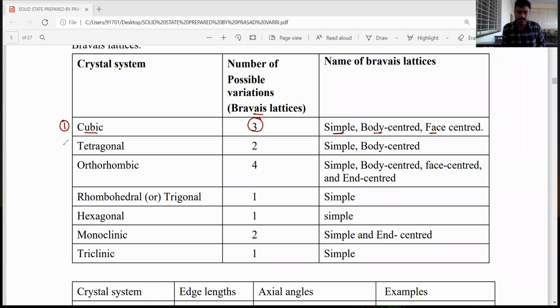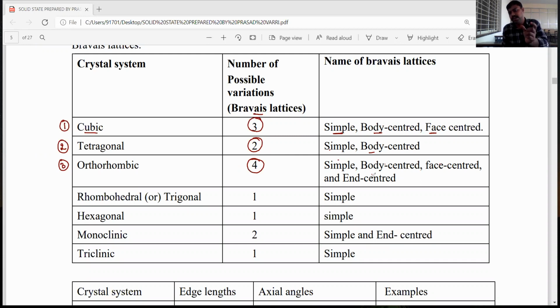The second one is the tetragonal crystal system. There are 2 types of repeating units present: one is simple, the second one is body center. The third one is orthorhombic. There are 4 types of Bravais lattices, or 3-dimensional repeating units, present. What are those? Simple, body center, face center and end center.